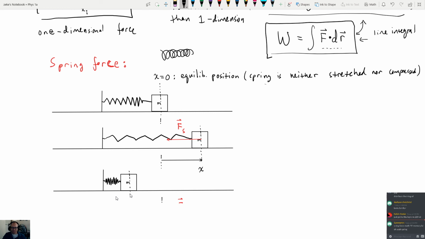Then now the force is going to point to the right. The force always points toward equilibrium. Equilibrium is the center. So now the force is going to point to the right, like this.